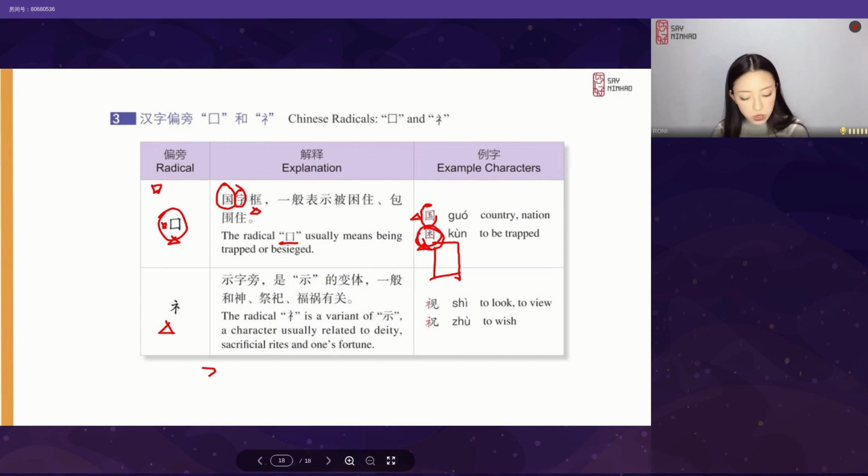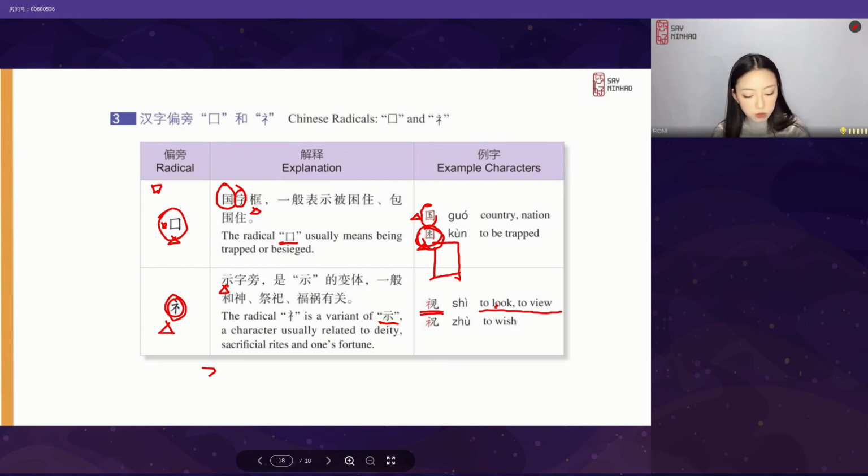The next one is 示字旁. Okay, this radical is actually a variant of this character, which is 示. That's why it is called 示字旁. And it is usually related to some rituals, sacrificial rites or something. And first one is 视. 视 means to look, to view, okay? To look, to view.